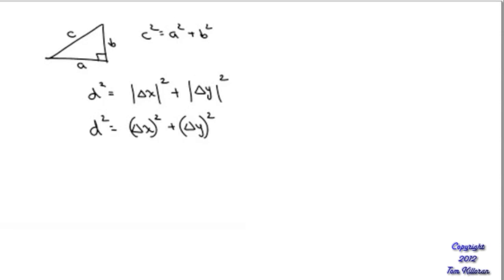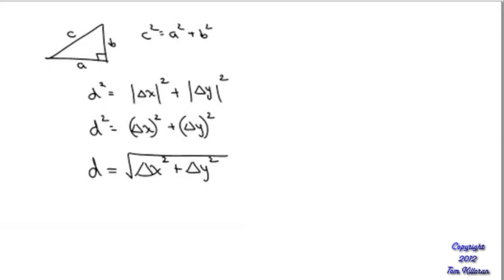Okay. And I just want to solve for d. So d, if I want to get it by itself, is equal to the square root of the change in x squared plus the change in y squared. Trick question. Can I write this as delta x plus delta y? Can I reduce this to delta x plus delta y? No, because it's on the radical.